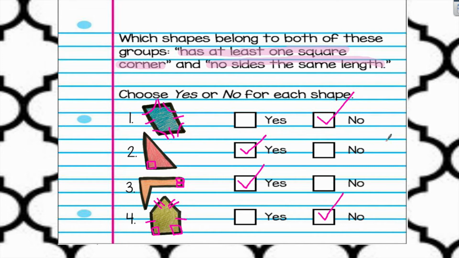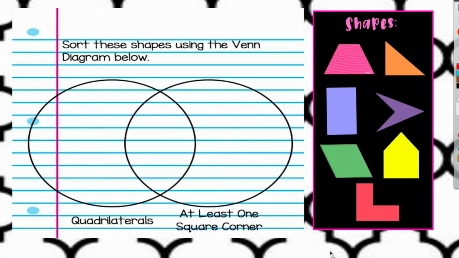Y'all did so great with this question. Let's move on to our last question for the lesson. All right, guys, our last question states, sort these shapes using the Venn diagram below. Now, you may have seen a Venn diagram whenever you're comparing and contrasting and reading, but you can also use this great tool in math.